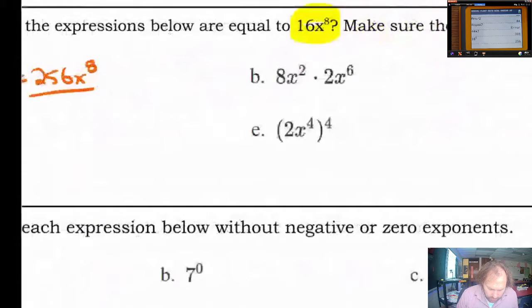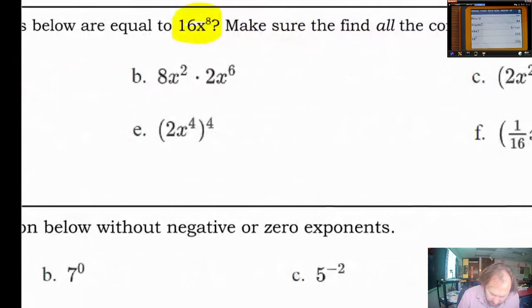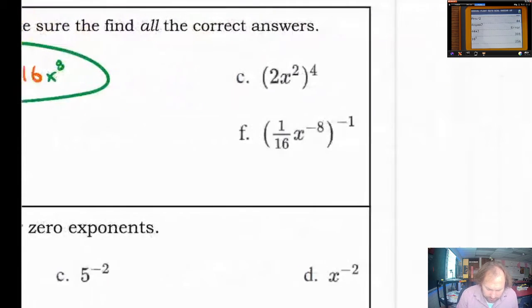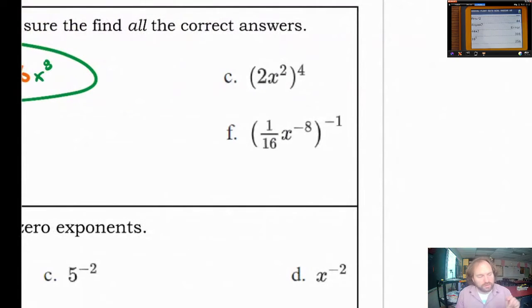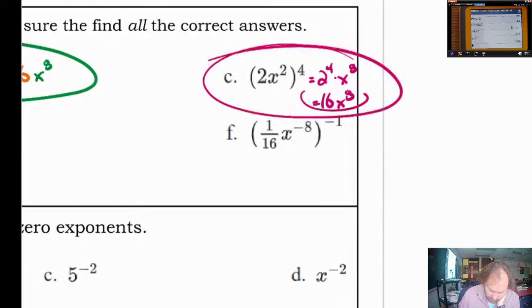That's a no. B is going to be equal to, well, there's 8 times 2. That's 16. And you have x to the second power to the 6th power. They combine together to make x to the 8th, so that's a yes. C is, I think, what A was trying to do, but correct, because you have 2 to the 4th power times x to the 8th power. 2 to the 4th power is 16. So that's a yes, question C.